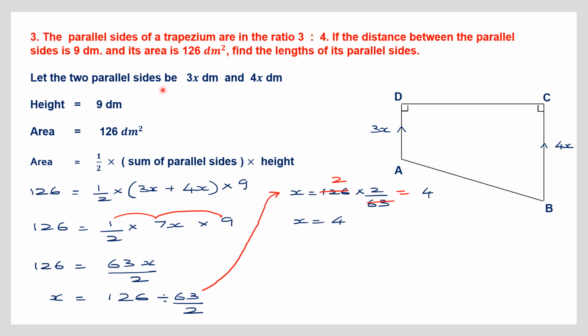Now we have to find the two parallel sides. In the beginning we said let the two parallel sides be 3x and 4x, isn't it? So we can find the parallel sides. So 3x is equal to 3 into x, that is 3 into 4. 3 fours are 12. So this is one parallel side, 12 decimeter. The other one is 4x, which is 4 into 4. 4 fours are 16, 16 decimeter. So we have found the two parallel sides. One is 12 decimeter and the other is 16 decimeter.